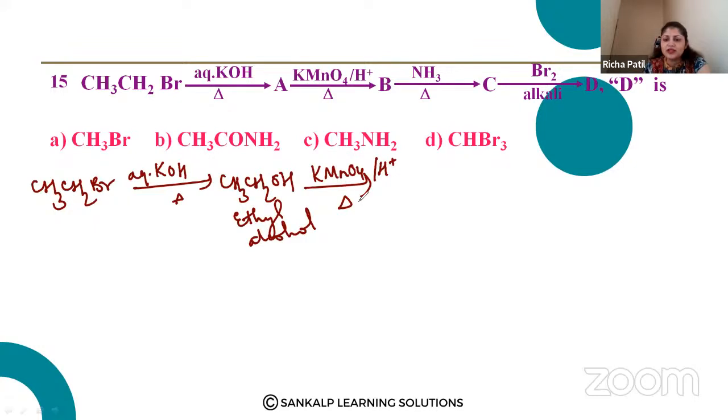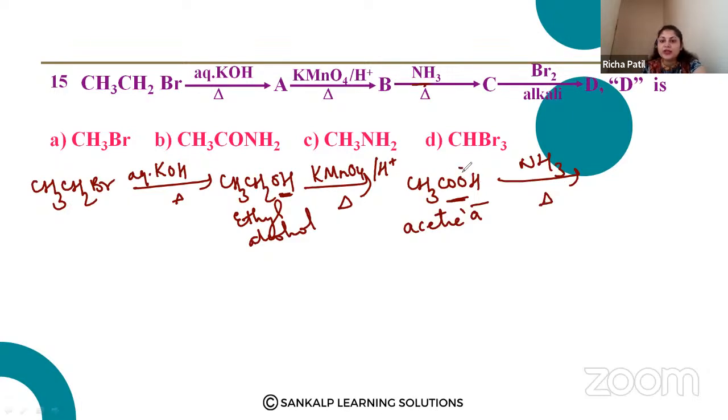You are doing oxidation. So with KMnO4, if you do oxidation of the alcohol, you will yield an acid, CH3COOH. So this is acetic acid. Further, you are going to treat it with ammonia and heat it. So what happens? OH is a good leaving group. What will you yield? CH3CONH2. So it becomes an amide, acetamide.